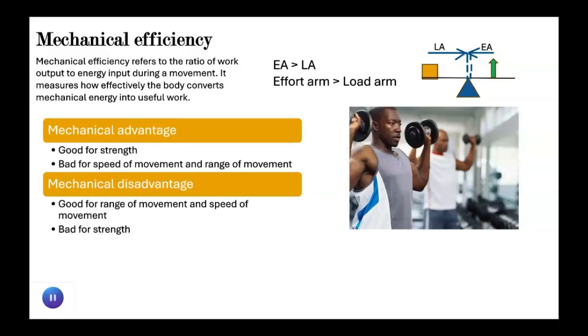When we talk about mechanical efficiency of levers, the lever is either a mechanical advantage or a mechanical disadvantage. However, both types are good, they are just better at certain variables. There are 3 types of variables: strength, speed of movement, and range of movement. Levers that are a mechanical advantage are generally good for strength. However, they are not good for allowing a range of movement or speed of movement. The levers that are a mechanical disadvantage are generally good for range of movement and speed of movement, but they are not great at providing strength for movement.